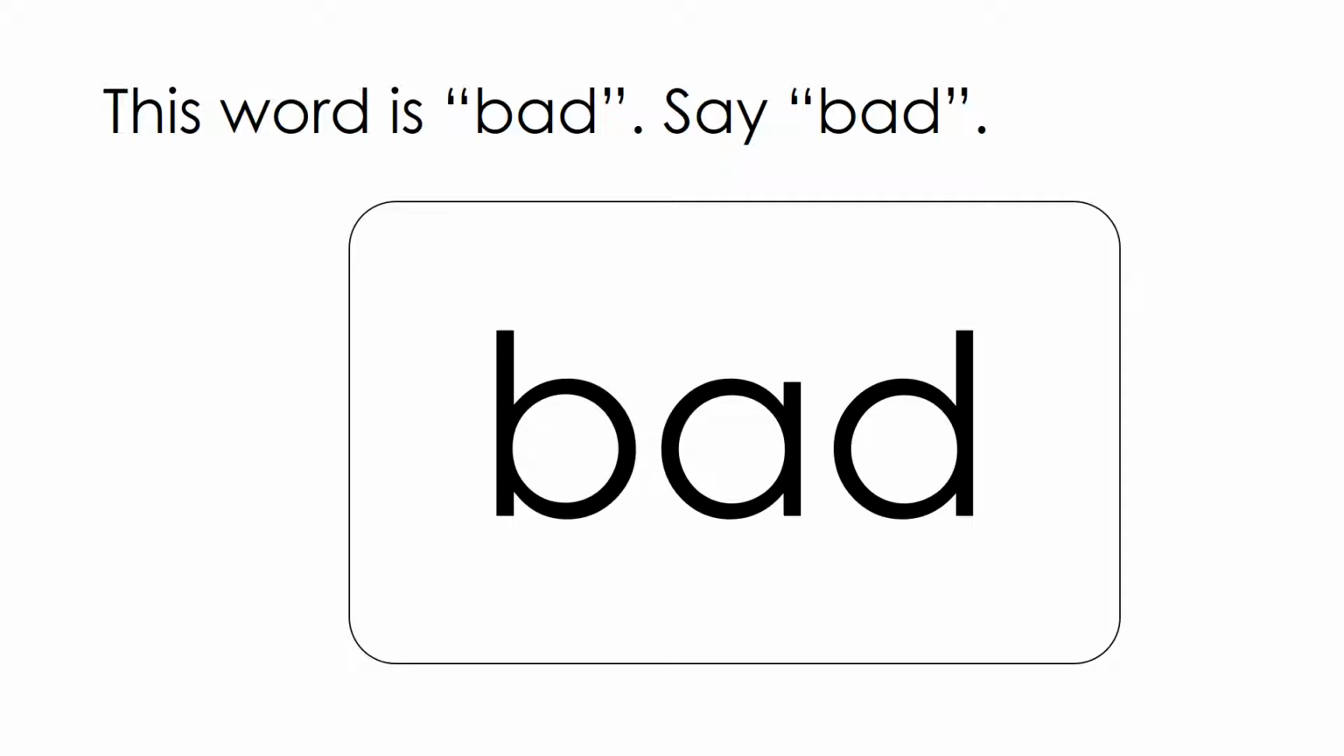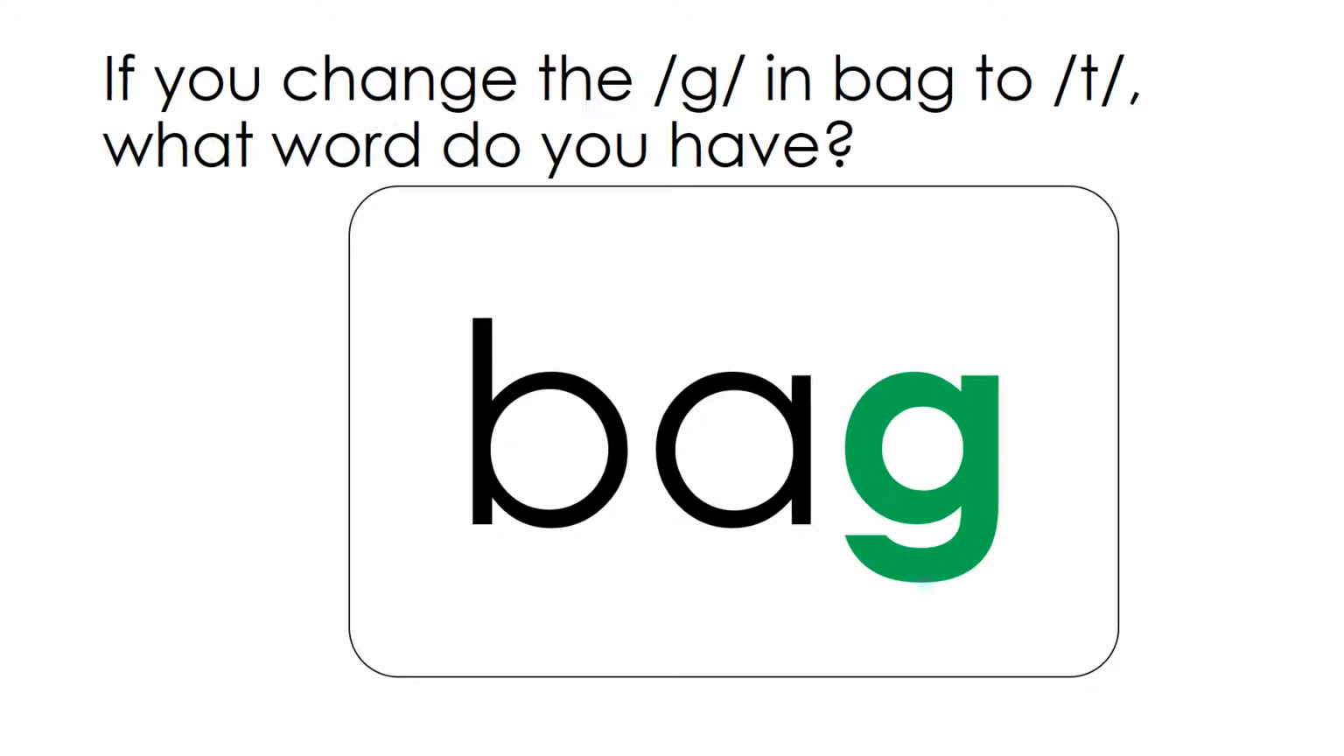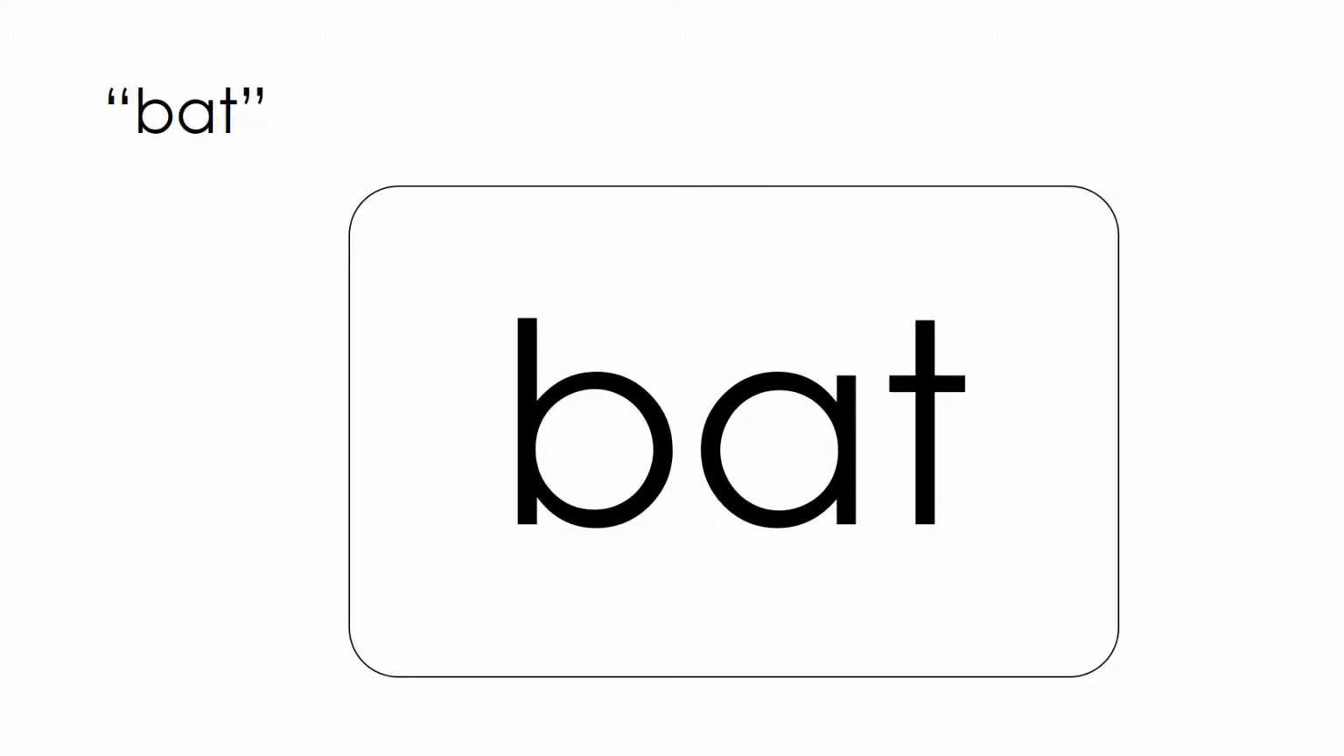This word is bad. Say bad. If you change the D in bad to G, what word do you have? Bag. If you change the G in bag to T, what word do you have? Bat.